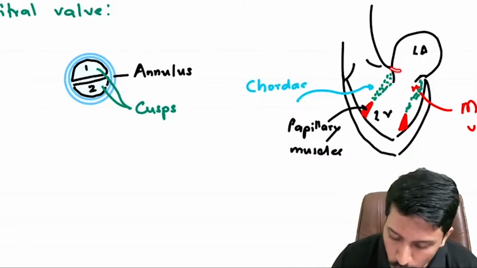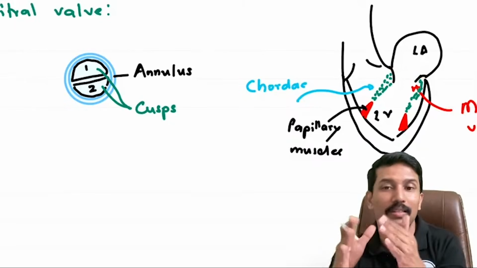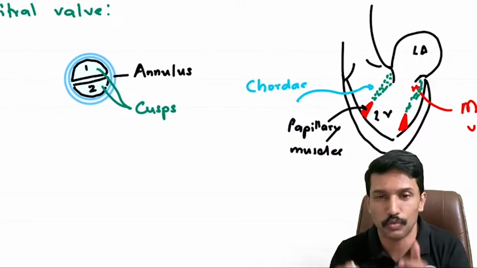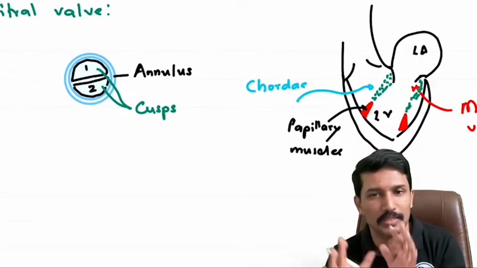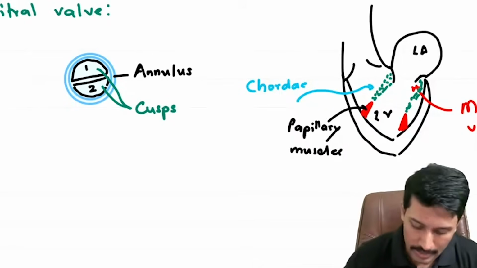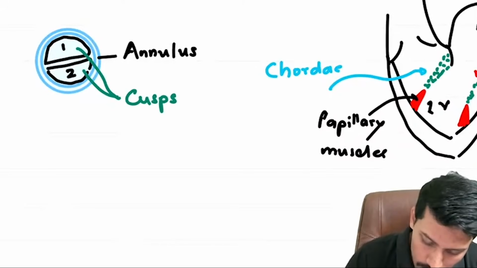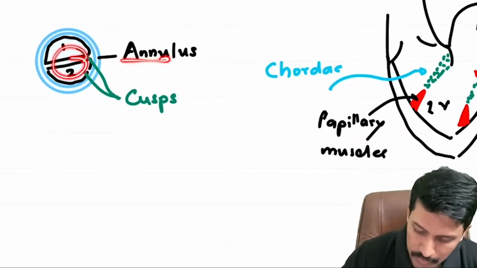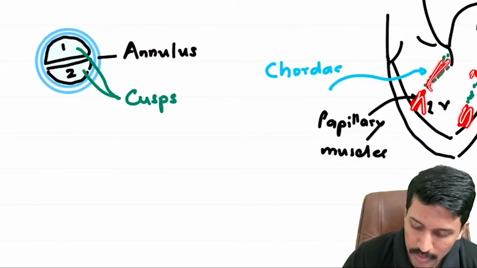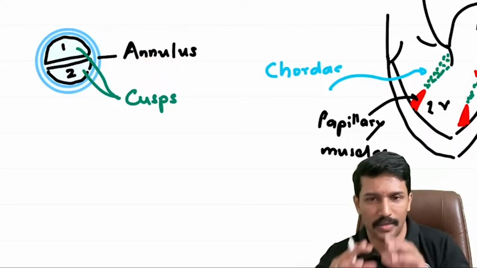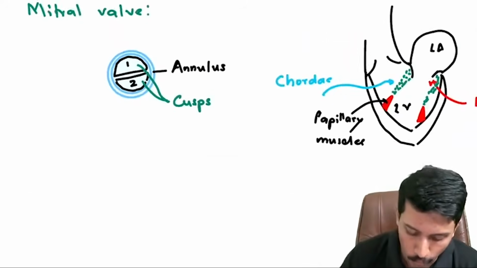So similarly, I don't want these mitral valve leaflets to open in the opposite direction during systole. So to hold them in position, nature has given us papillary muscles and chordae tendineae. So it has a connective tissue ring, 2 cusps, 2 sets of papillary muscles and chordae tendineae. This is the structure of our mitral valve.